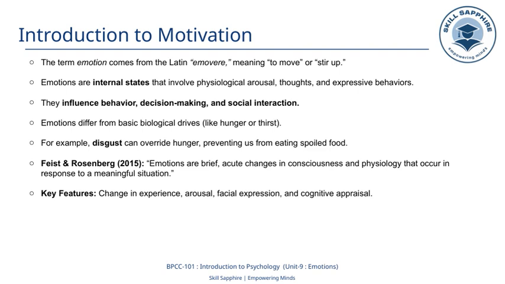According to Feist and Rosenberg in 2015, emotions are brief, intense changes in our consciousness and physiology that happen in response to meaningful situations. They're quick, powerful, and often linked to something significant happening around us. Some key features of emotions include changes in our experience, how we feel internally, along with physiological arousal, facial expressions, and how we interpret or appraise the situation cognitively. All of these components work together to shape our emotional responses.